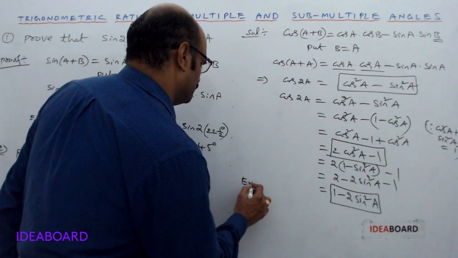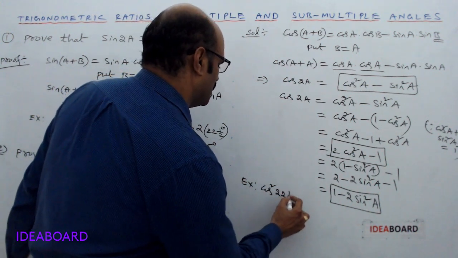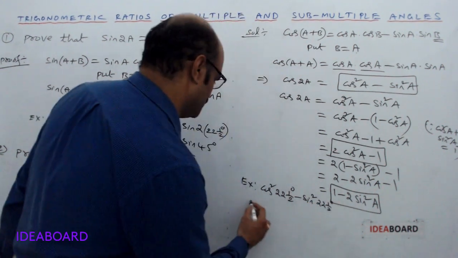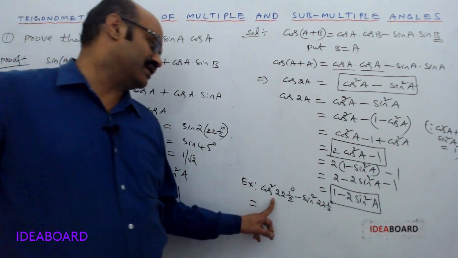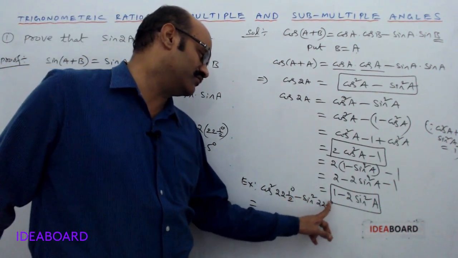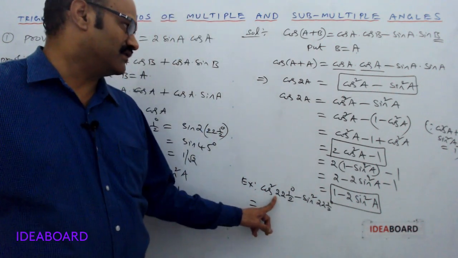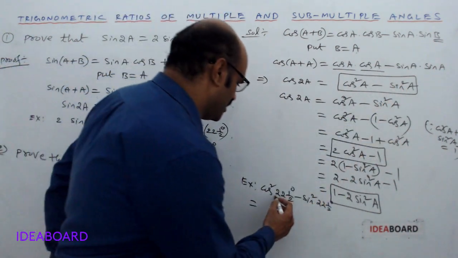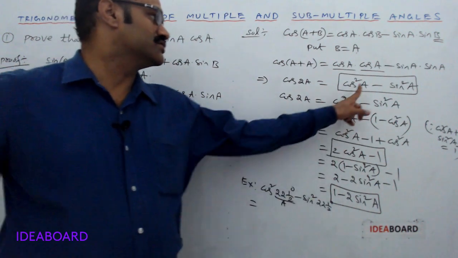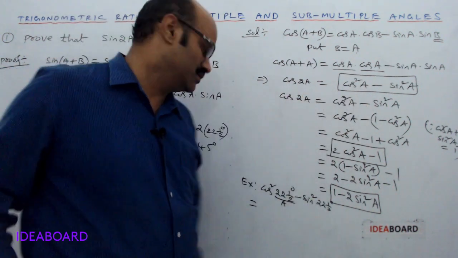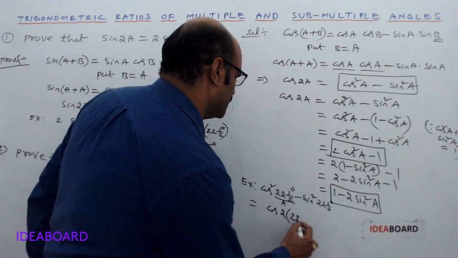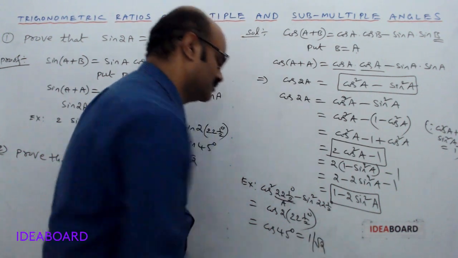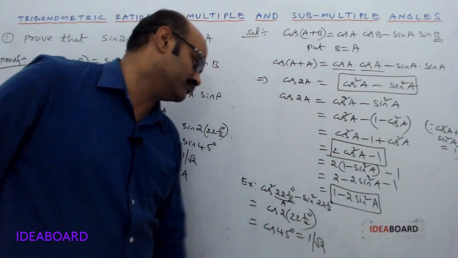Now for example, find the value of cos square 22.5 degrees minus sin square 22.5 degrees. It is in the form of cos square A minus sin square A. In the place of A we have 22.5 degrees. So formula is cos 2A. So cos of 2 into 22.5 degrees equal to cos 45 equal to 1 by root 2. So the answer is 1 by root 2.